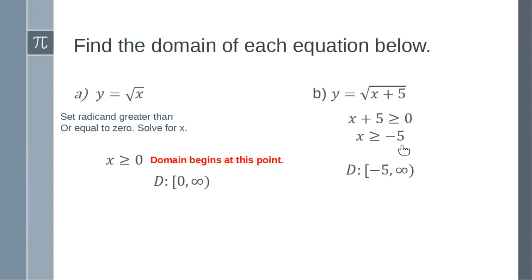So how do we write this? Again, I start at -5. I start at -5, but I can include it, so I'm going to use a bracket, and I'm going to go forever to the right. I write that using the infinity symbol, and again, a parentheses.